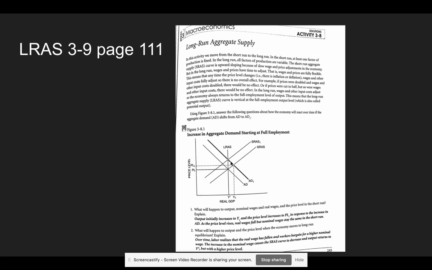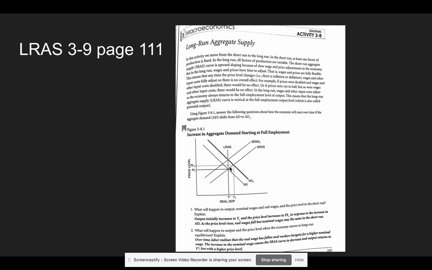Now, remember, as the price level rises, real wages are falling, right? And nominal wages are going to stay the same in the short run because they're not flexible like the LRAS. Remember, in the short run, wages are sticky, so that is not going to be good for workers. Let's look at question 2.